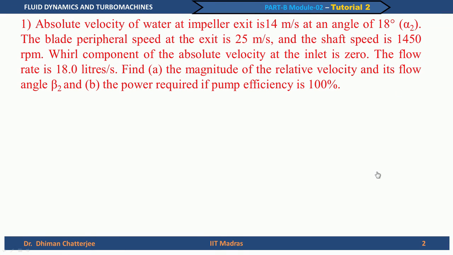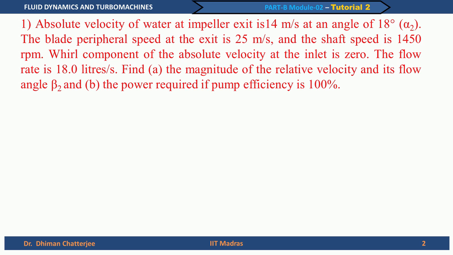The first problem says that an absolute velocity of water at the impeller exit is 14 meters per second at an angle of 18 degrees. So, when we talk about absolute velocities, the corresponding angle is alpha 2. In the problems that we will be giving you in the tutorial set, we will not mention it as alpha 2. In the worked out example today, I am talking about alpha 2, so that you can connect and remember that alpha is the angle which the absolute velocity makes.